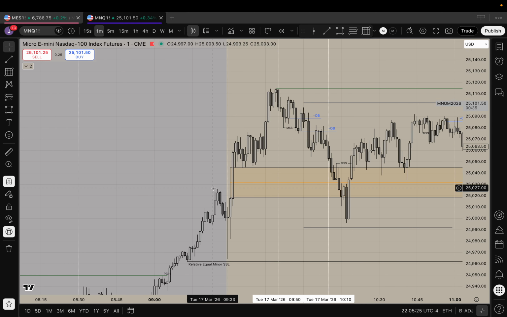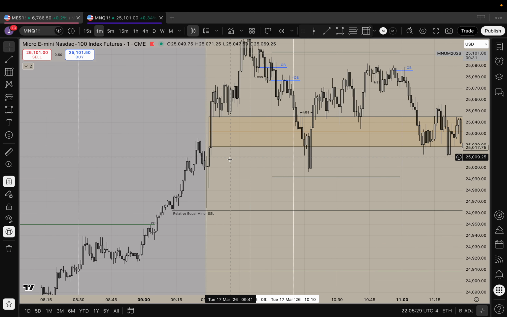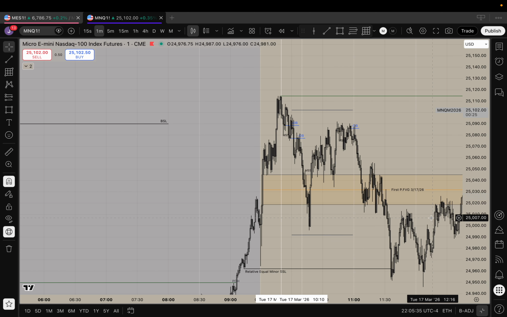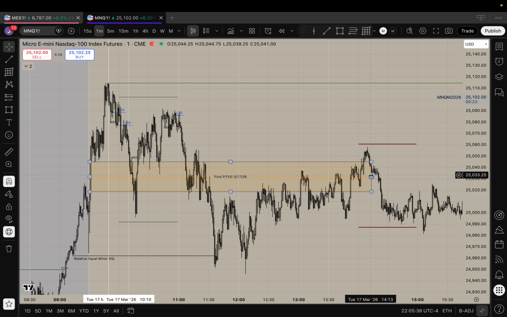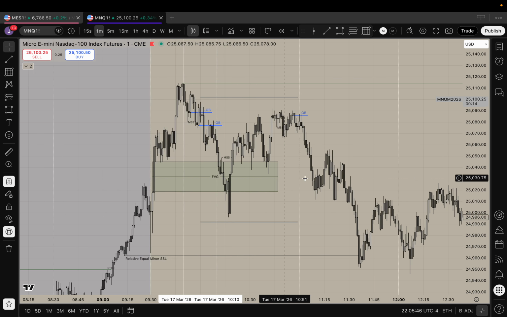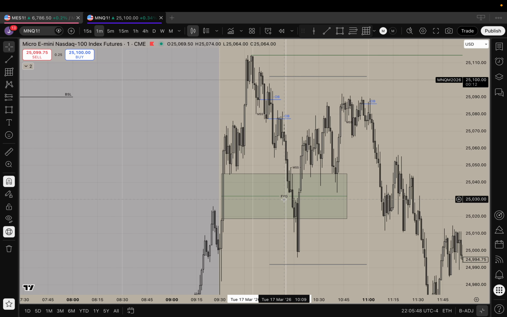So it opened, it went down, created these relatively equal minor sell side liquidity. And then we just started moving up. We created this first presented fair value gap, which turned into an inverse fair value gap eventually. We'll leave it over here for right now. We'll just make it a fair value gap. This is just the first presented fair value gap, so keep that in mind.